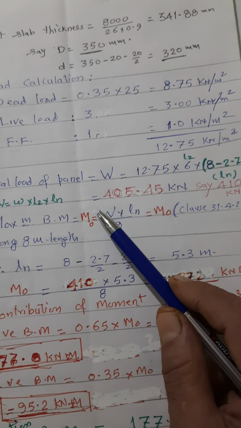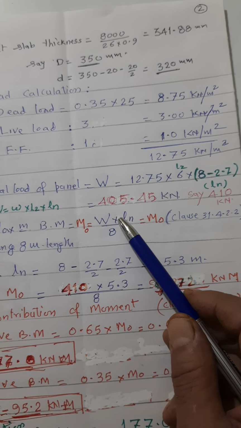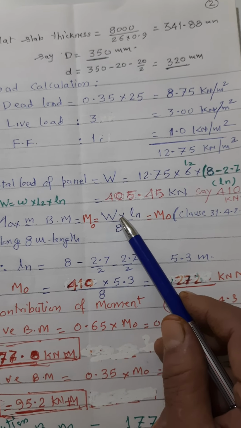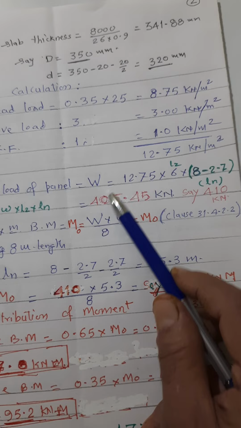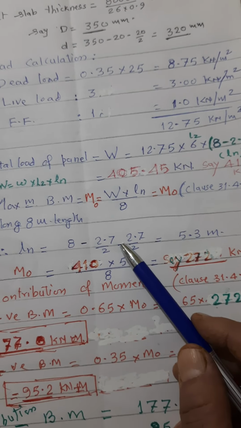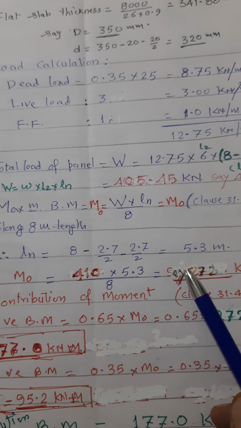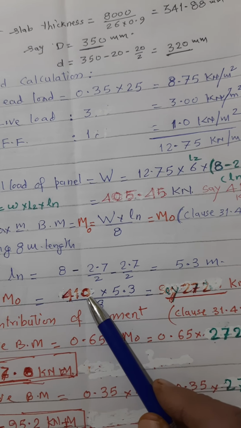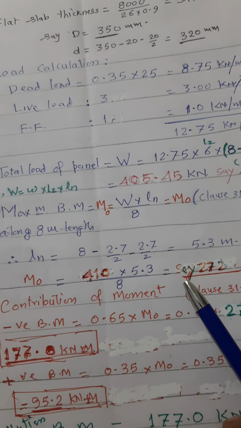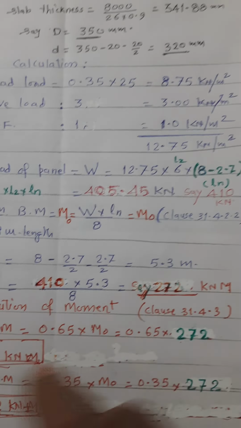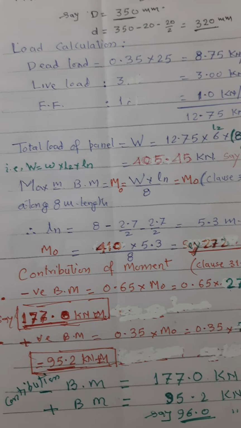then we will have to find out the value of maximum bending moment, already given in the code. The value for M0 is W ln upon 8. W is already there, ln we have already seen. Substituting W ln by 8, we can find out the value of M0, that is the maximum bending moment, when we are talking about the longer direction only.